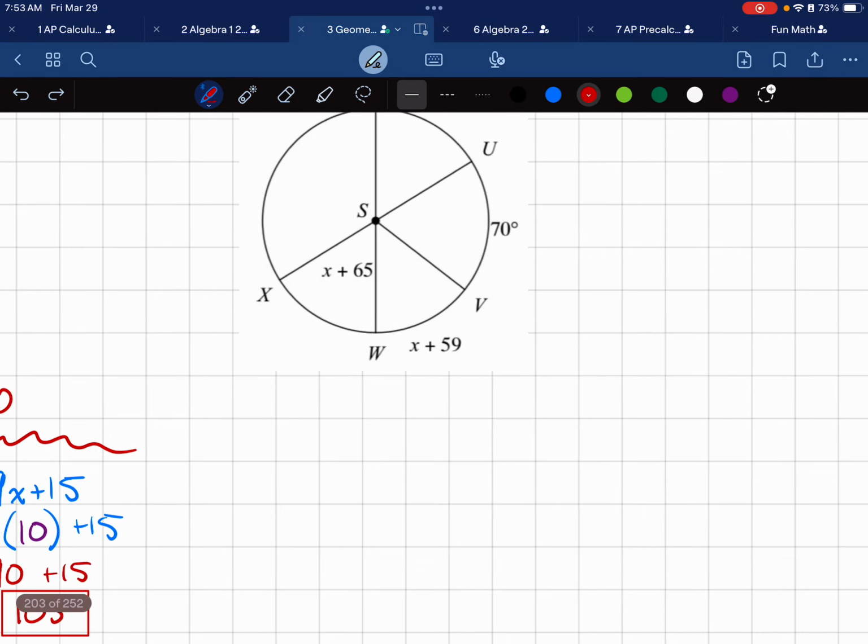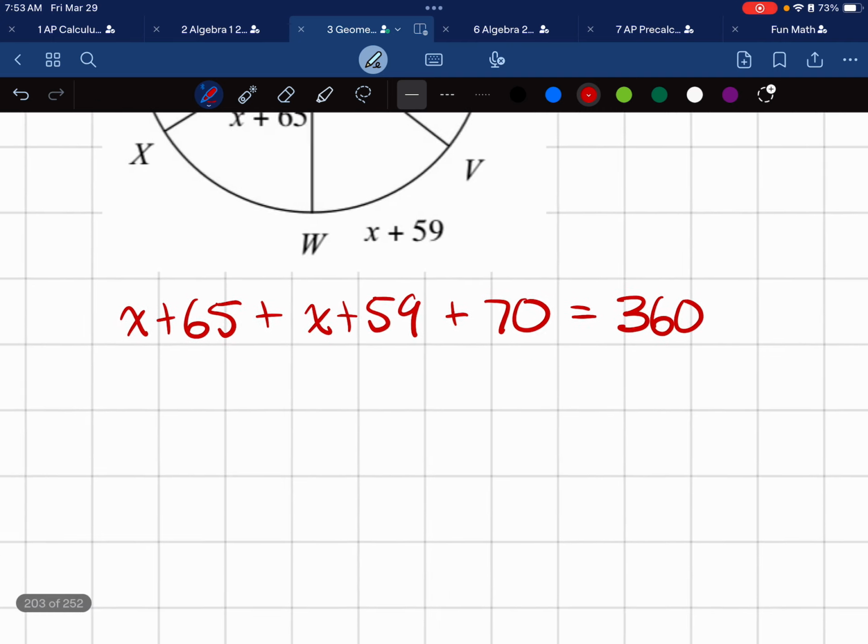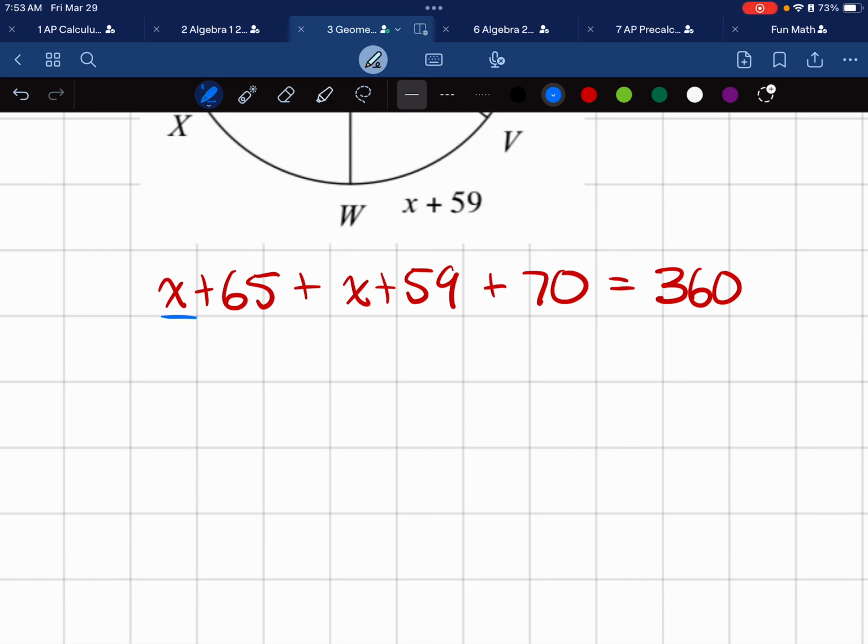Let's go ahead and say that in math. We'll say that x plus 65 plus the other angle of x plus 59 plus the other angle of 70. These all add up to 360 degrees. Okay, so let's combine some like terms. We've got some x's. That's it. So we have two of those x's, and then we have a plus 65, a plus 59, and a plus 70.